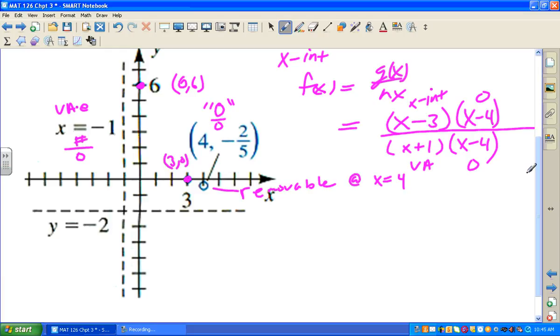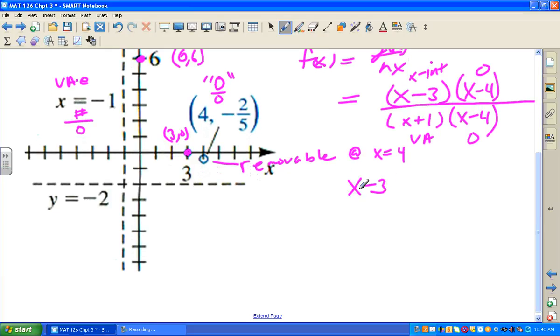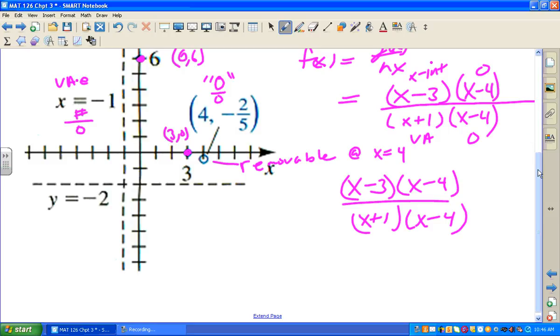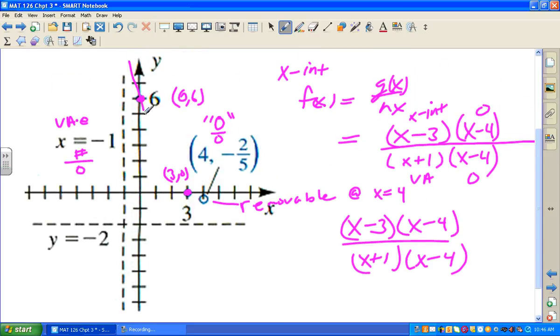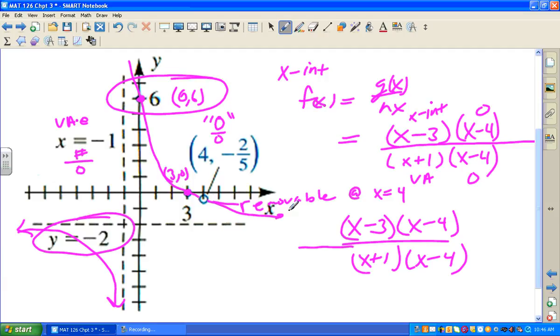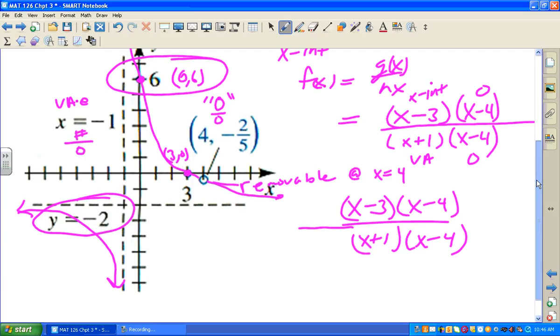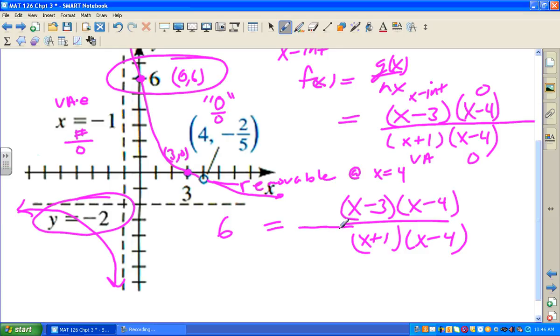Okay? I need some more pieces to the puzzle. So I'll rewrite this: x minus 3, x minus 4, x plus 1, and x minus 4. Okay. I know the graph does something like this, goes down, crosses, hits, follows this. And I also know that the graph goes something like this because it can't cross the x-axis again. There are no more x-intercepts. So finally, that leaves me with this point and this horizontal asymptote. If I put in 0, I need to get out 6 for y.